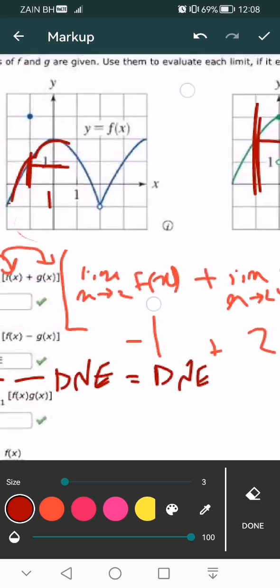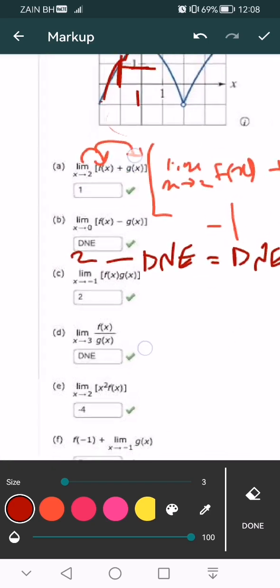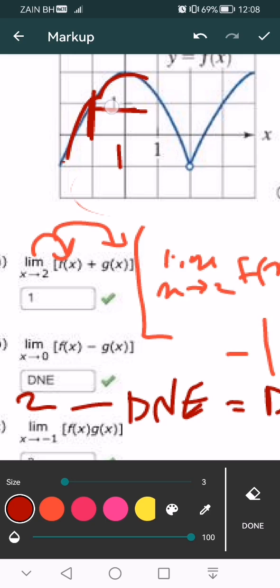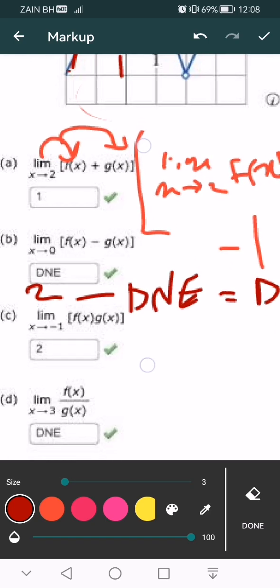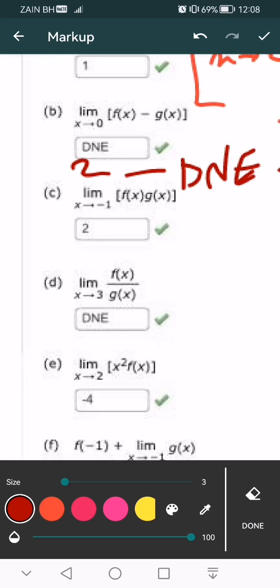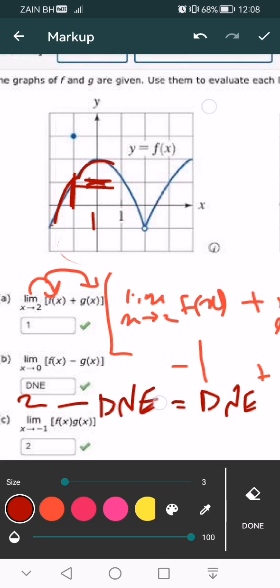So 2 by 2 is 2 by 1. So the value is 2, because here it is 1. Okay, so 2 by 1 is 2. Again, limit x goes to 3. So what is 3? I have 3 as I1, I2, I3.